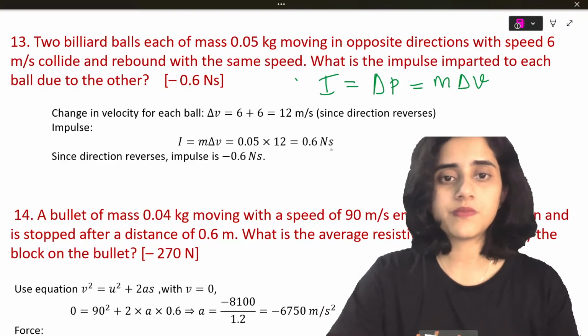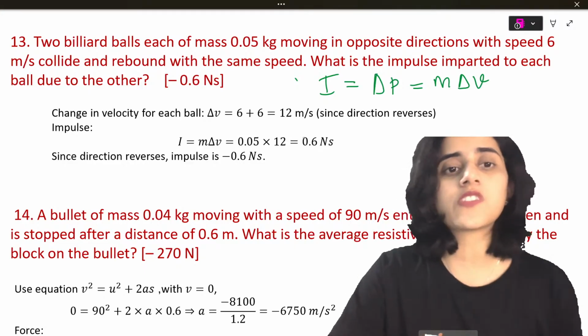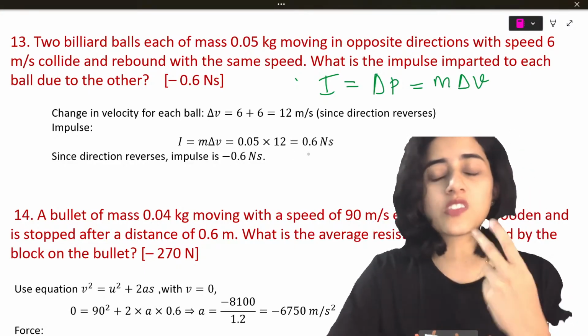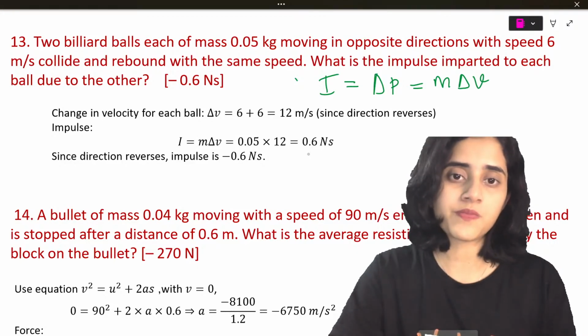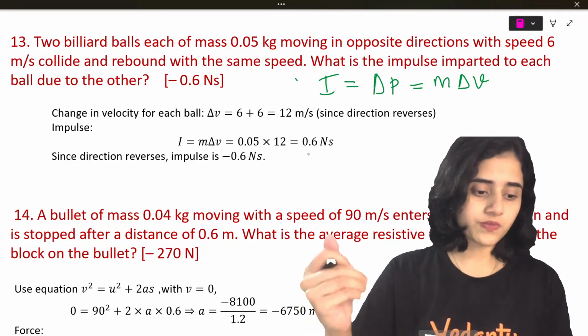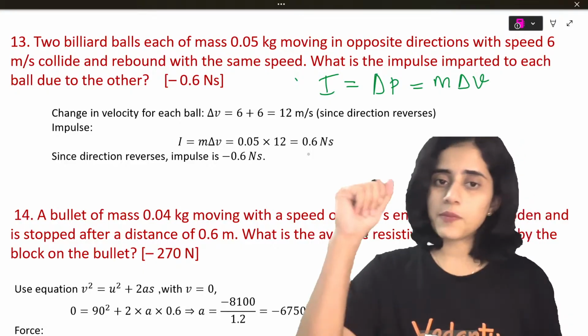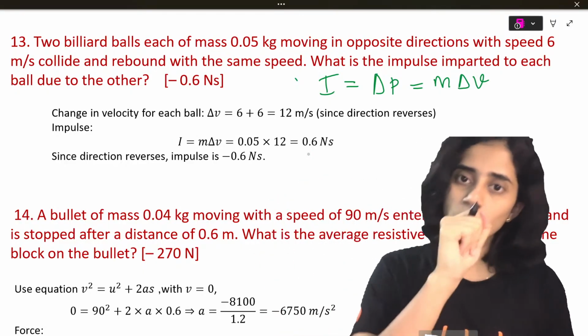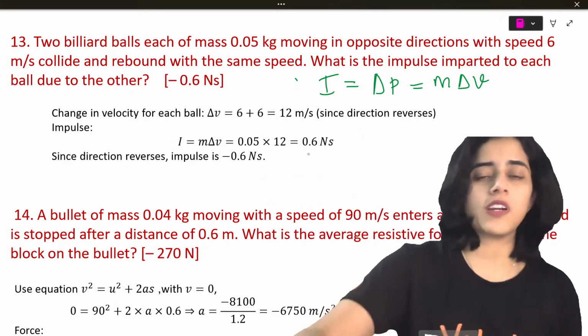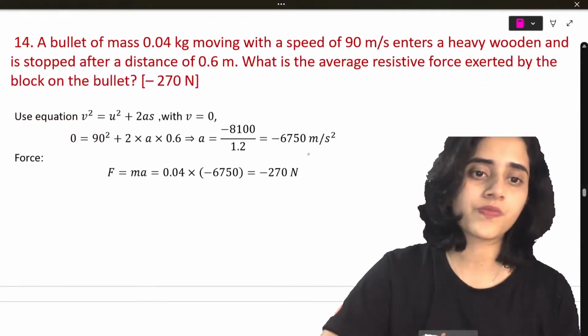Okay. Now at the end I put a negative sign. Why? Because this is velocity, direction is important. So what happens? It comes and then it's going in another direction. So I will put it as negative.